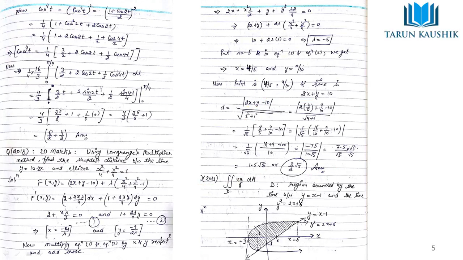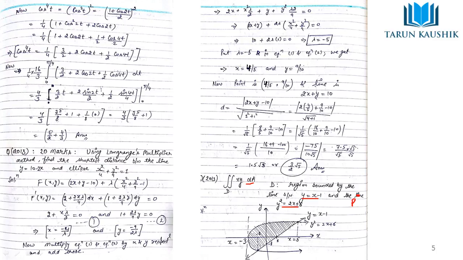Integrate xy with respect to dA. dA stands for the area, that is 2 dimensional, where D is the region bounded by the line y equals x minus this, and that is not the line, this is the parabola. This is not the line. y square equals 2x plus 6.